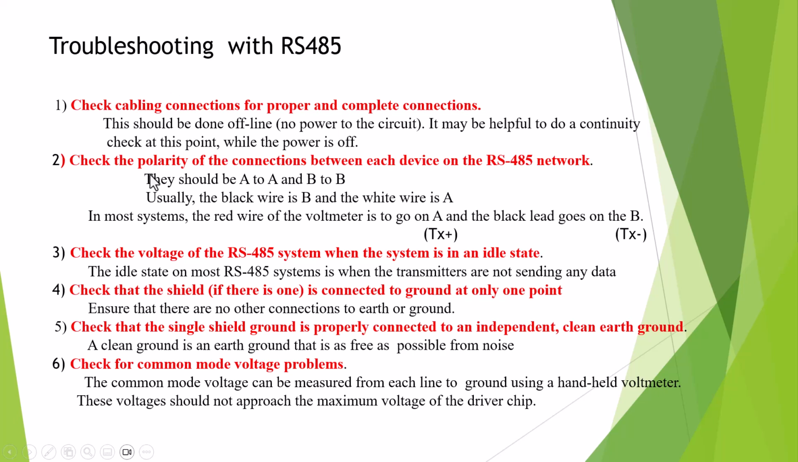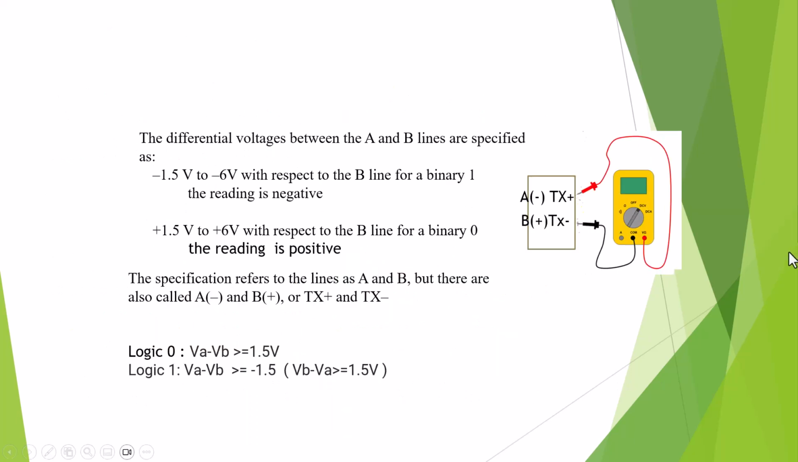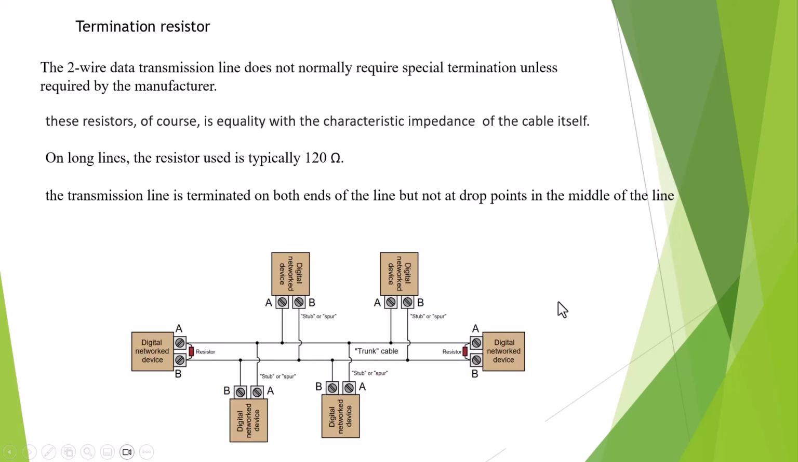Okay, and check the polarity of the connection, it should be A to A, B to B. Usually the black wire is B, the white wire is A. In most systems, the red lead of the voltmeter goes to the transmit positive, and the black lead goes to the B. Look like this, okay? You do the multimeter testing connection like this.